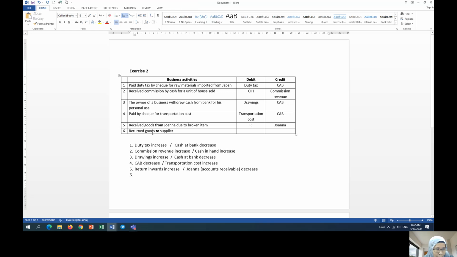Memulangkan barang kepada pembekal. Siapa yang pulangkan? Kita yang memulangkan barang kepada pembekal. So this is the meaning of our 6th business activities. Okay. So when we return goods to supplier, what happen here is there is a return outwards.